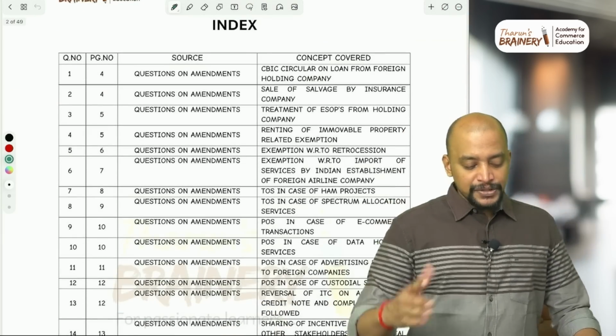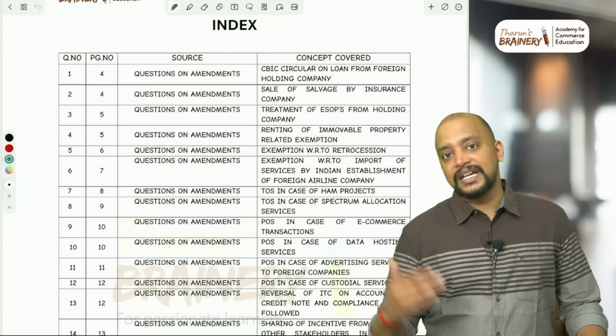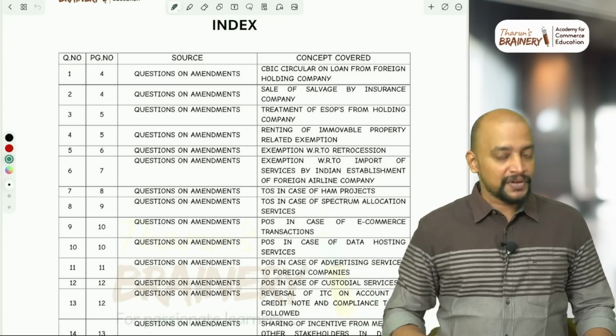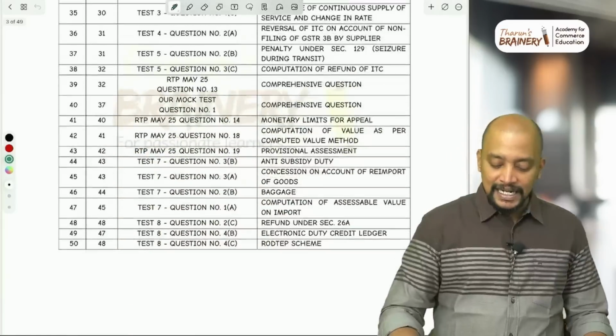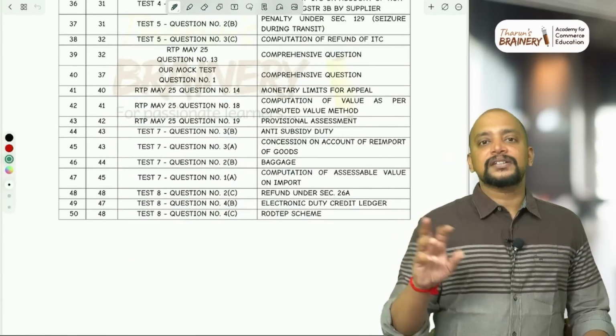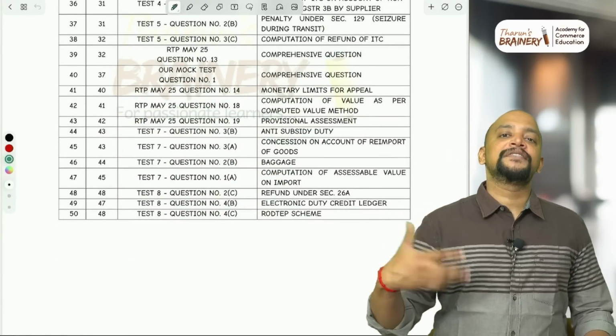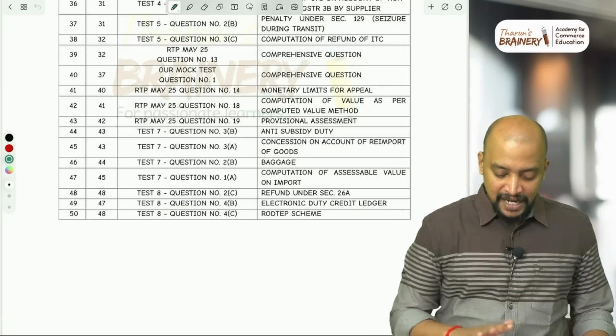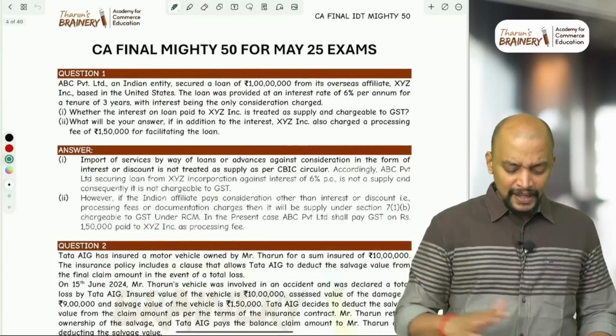And here I have given the source of each and every question, and what is the concept that is covered in these 50 questions, I have given clearly. You can know the relevant concept also, if you want to read that. For that purpose, I have just given this index in this.